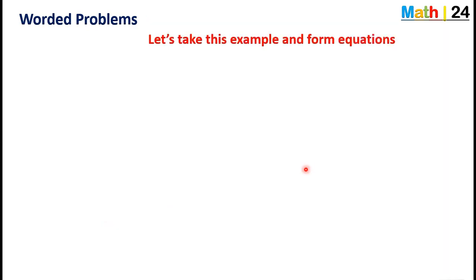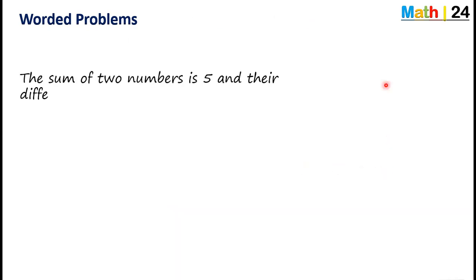Okay, let's look at some worded problems. These simultaneous equations do not come from space. So at times, the equation is in worded form. So let's take this example and form equations. The sum of two numbers is 5, and their difference is 1. Find the two numbers. This is a simultaneous equation.